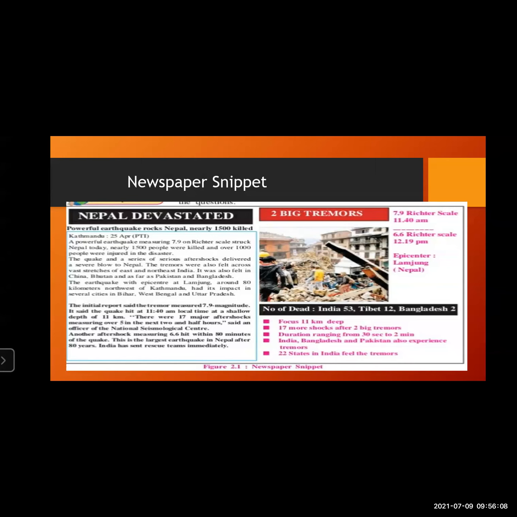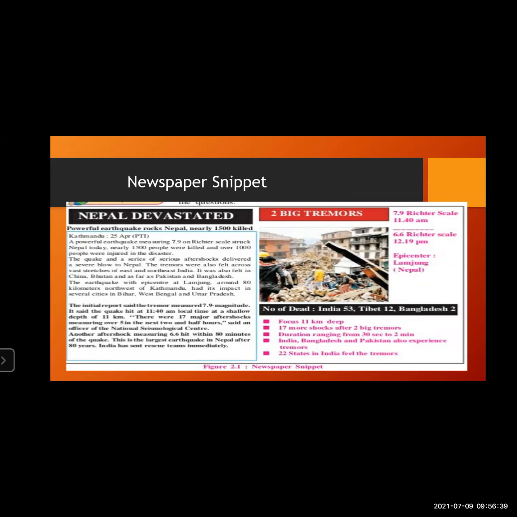After that, we'll move to the next section, that is the big tremor. Now, in the big tremor, you can see here that a picture is shown: 7.9 Richter scale at 11:40 a.m. So this happened at 11:40 a.m. Then 6.6 Richter scale, another hit, occurred at 12:19 p.m. The epicenter was in Lamjung, Nepal.